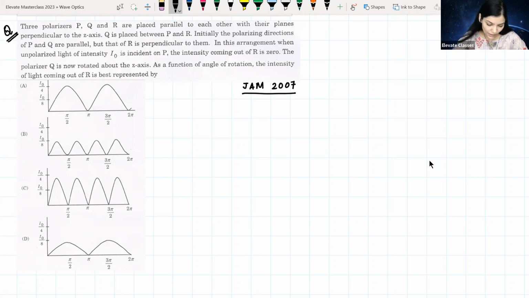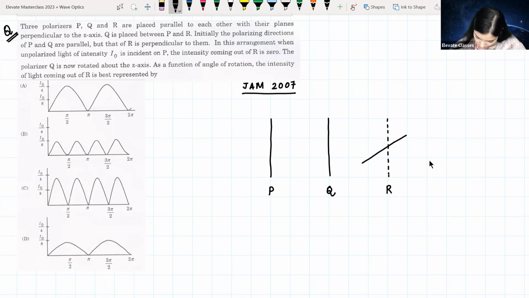In this arrangement, when unpolarized light of intensity I naught is incident on P, then the intensity coming out of R is equal to 0. So we can understand why this is happening. So if I say that this is my polarizer P and this is my polarizer Q and this is my polarizer R, but what is the pass axis of R? It is perpendicular. So let us say it is this.